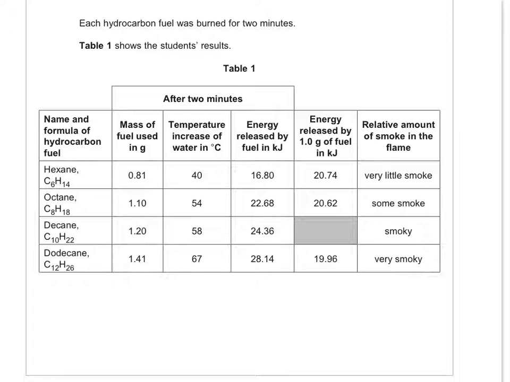So here we've got the hydrocarbons that she used, the mass of the fuel used, the temperature increase of the water, the energy released by the fuel, and the energy released per gram of fuel. Right, so if we look at decane, we can see that it's got its energy released per 1 gram of fuel missing.